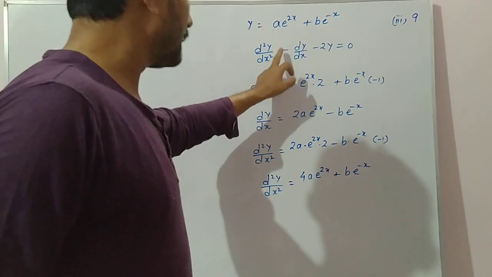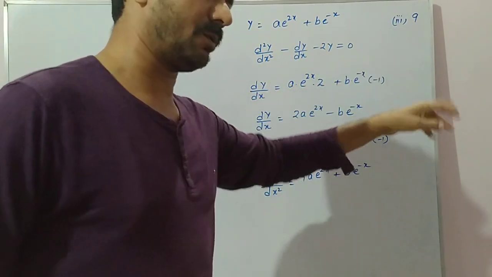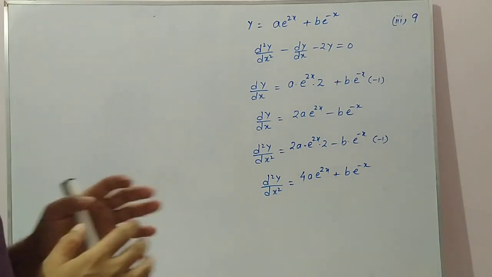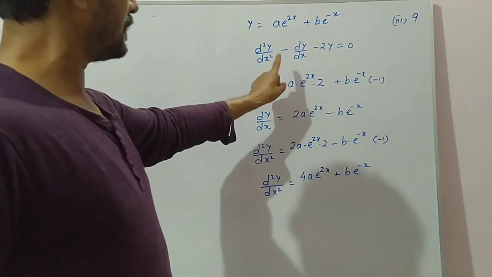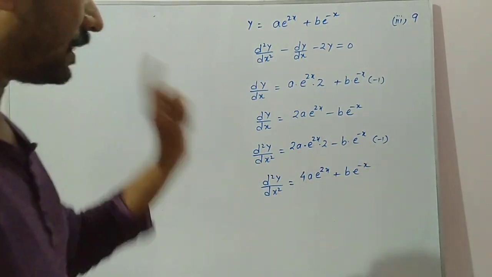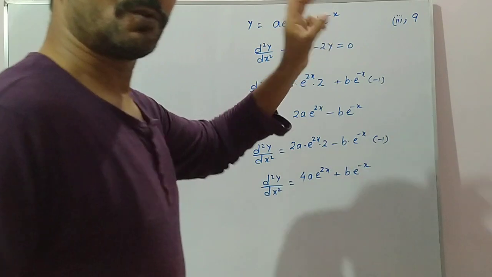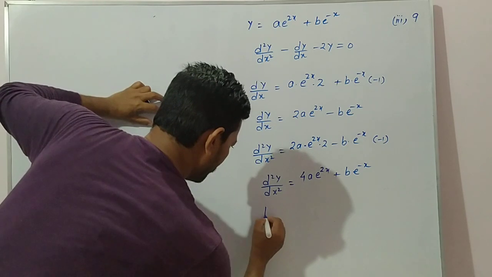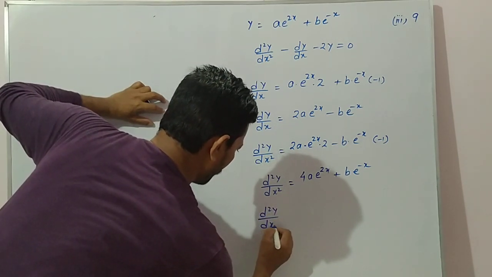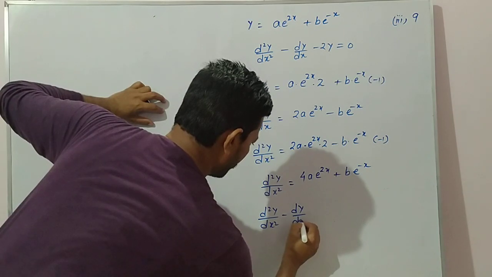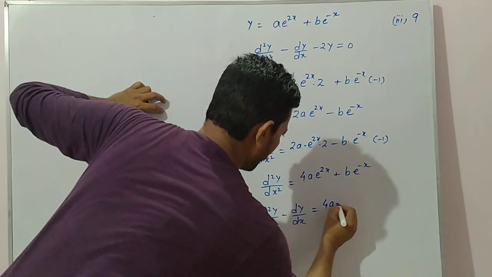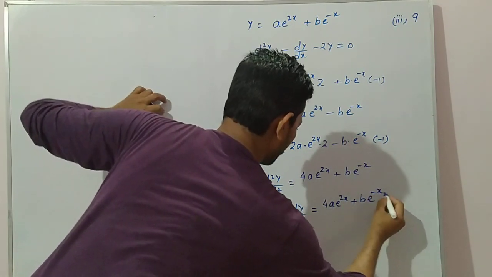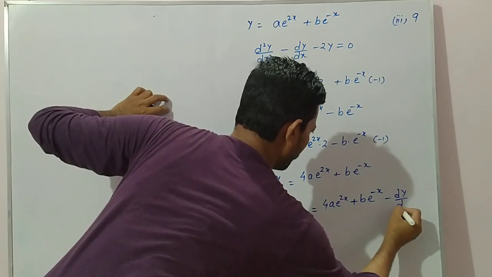Now our requirement is d2y by dx square minus dy by dx minus 2y equal to 0. It is very difficult to find out how to prove that one. So on the left hand side our requirement is d2y by dx square, we have got this one. Second requirement is minus dy by dx. So you write minus dy by dx on both sides. Just see here, d2y by dx square minus dy by dx equal to 4a e to the power 2x plus b e to the power minus x minus dy by dx.